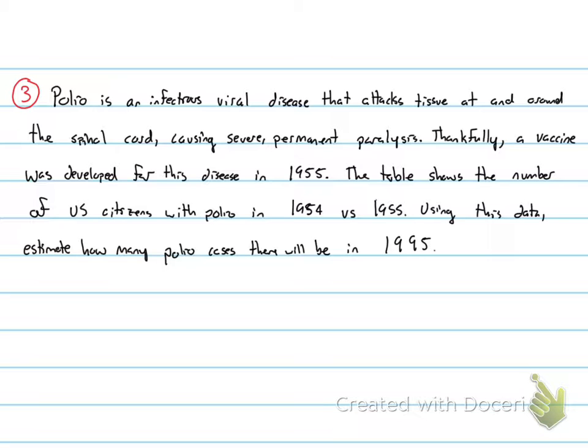Polio is an infectious viral disease that attacks tissue at and around the spinal cord, causing severe permanent paralysis. This disease was super serious. Thankfully, though, there was a vaccine that came out, and it's pretty much gone from the world today. We all have gotten our polio shot. It's one of the required vaccines that you get before coming to school, so we're all good here. Nothing to worry about. The vaccine for polio was developed in 1955.